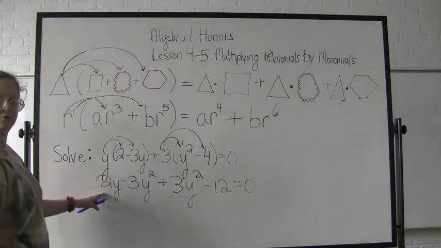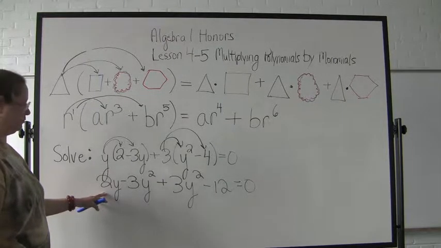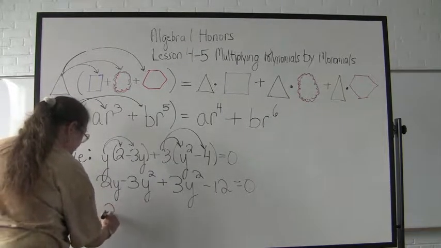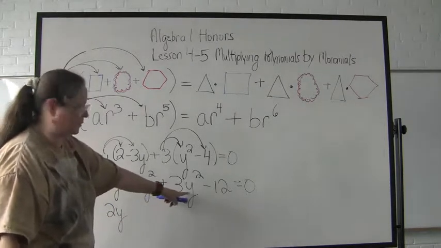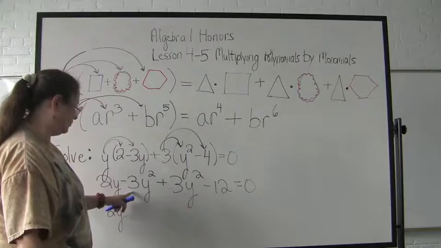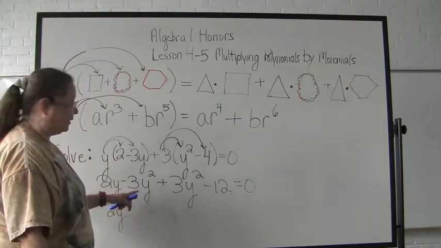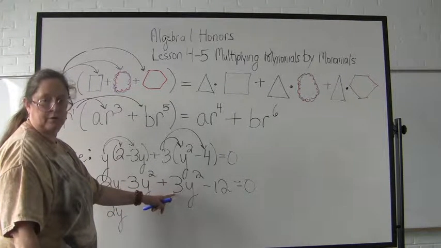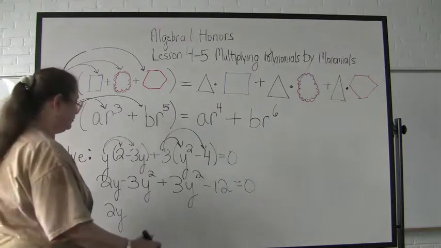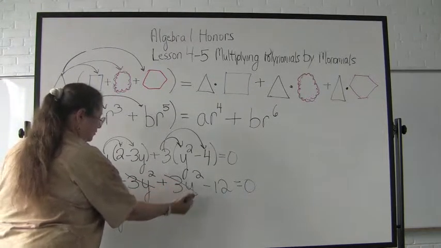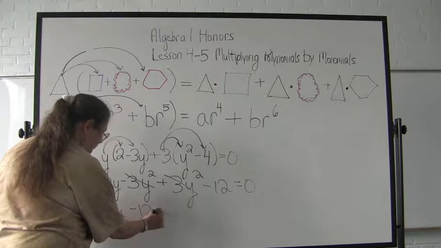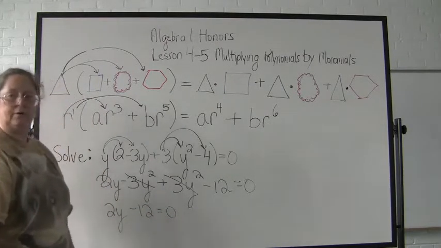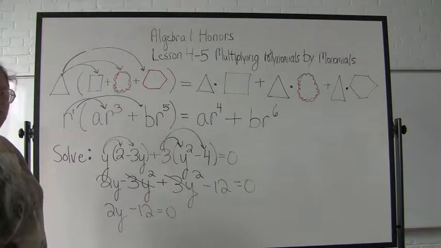Now, let's see, do we have any like terms? Well, we have 2y, but no other y terms anywhere, so we just bring down the 2y. But here's a y squared term, and here's another one. Oh, and they're opposites. This is a minus 3y squared, and this is a plus 3y squared. So when they add together, they give you a 0. And so that becomes 0 there. Minus 12 equals 0.